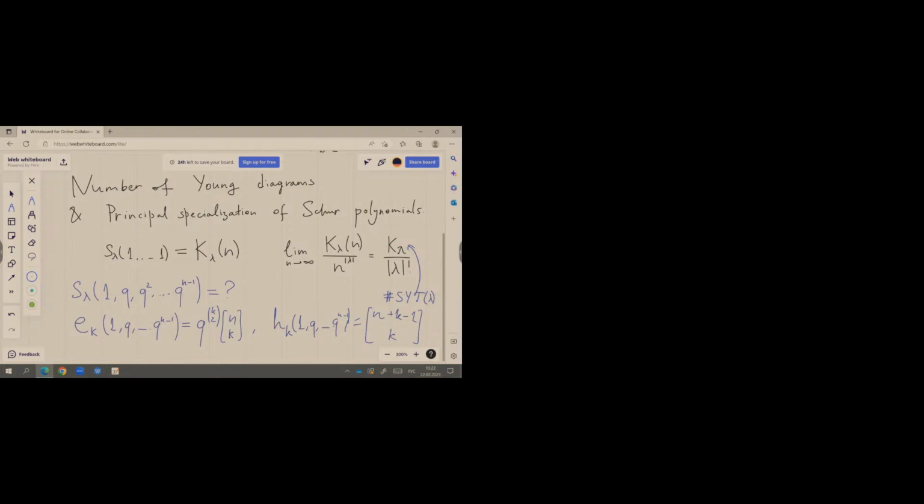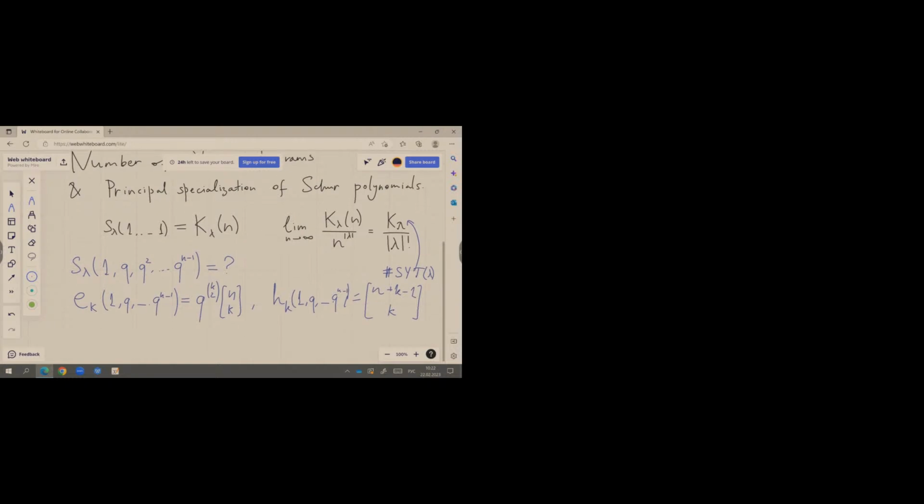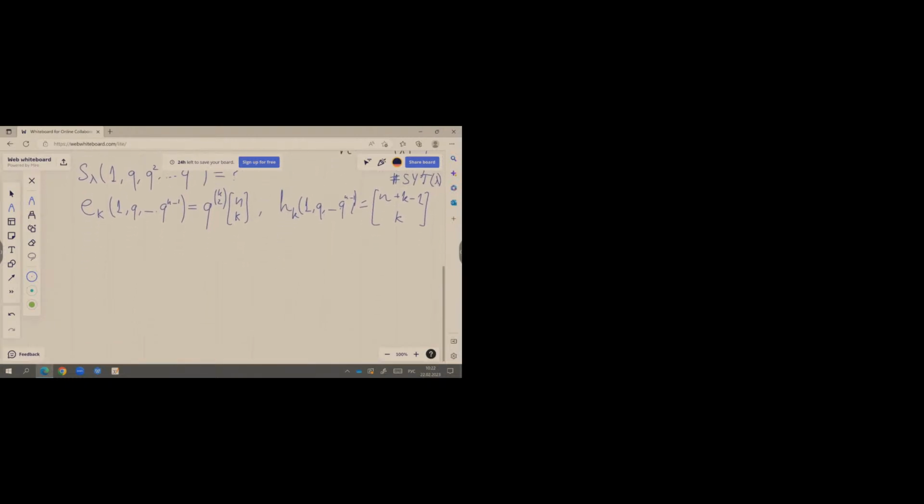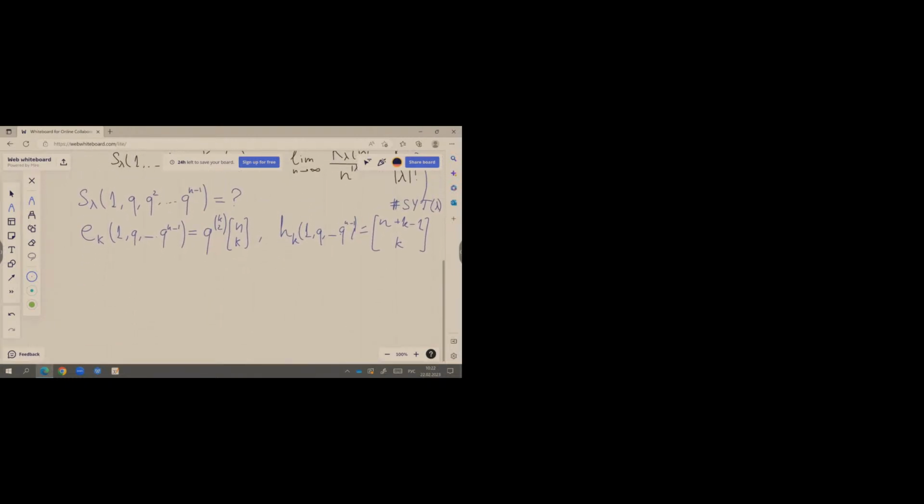So we expect to have something interesting after all here. Because here we do have something interesting. So let's compute. Well, this is called the principal specialization. Globally specialized. Okay, and so how to compute this?